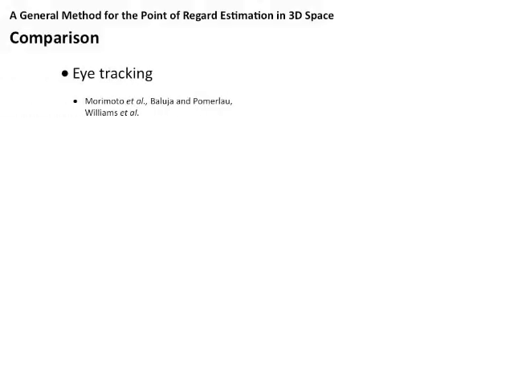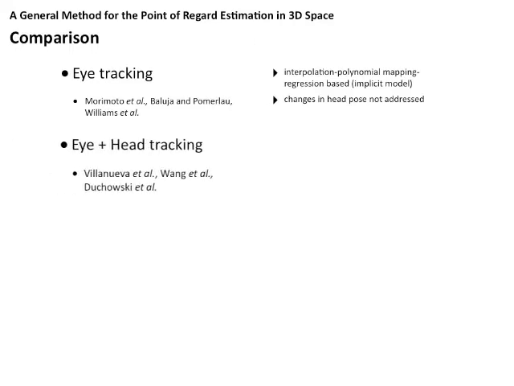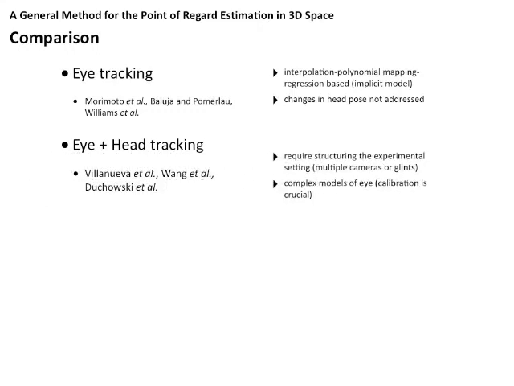Eye tracking has developed in the context of studying human visual selection mechanism and attention. Early approaches address the estimation of the gaze point on screen, assuming the head is fixed. Most of them are based on polynomial mapping or regression and do not address changes in pose of the subject's head. This requirement brings the need to structure the experimental environment and the use of multiple cameras or light sources. Moreover, most of the existing systems rely on complex models of the human eye.